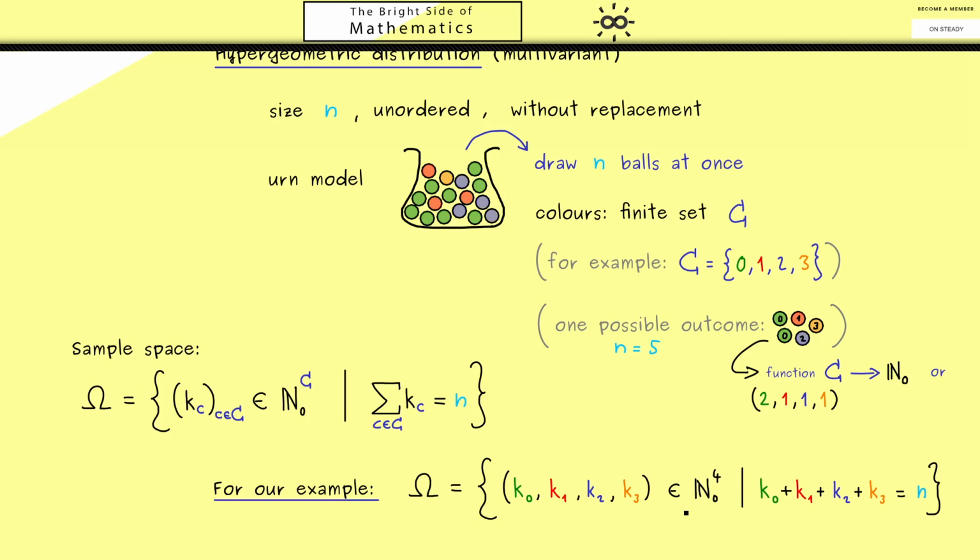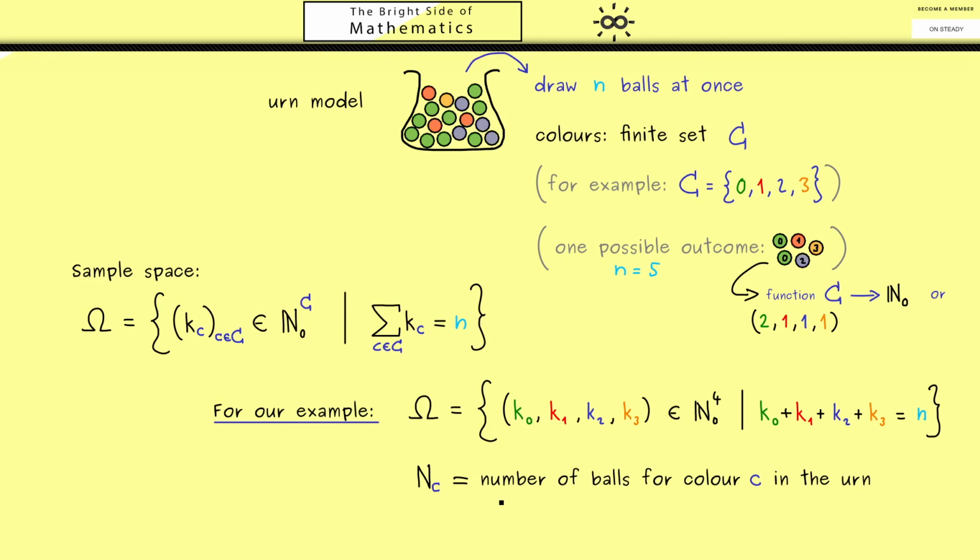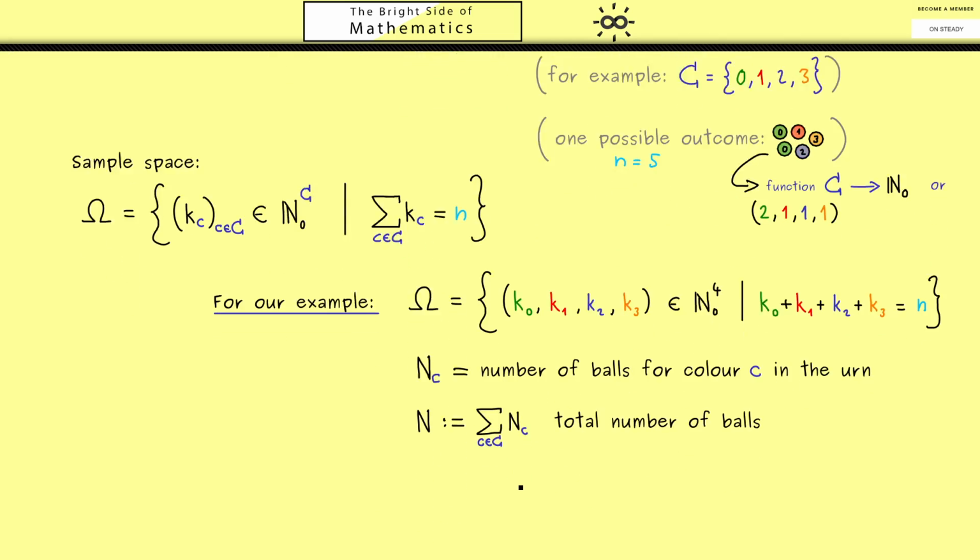Now you might already see, for calculating the probability of an outcome, we have to know how many balls of each color are actually in the urn. For this we have to introduce new variables. Hence capital N with index c stands for this number. And then of course the total number of balls in the urn is given by the sum of all these numbers. Here we will simply use the symbol N for it. Okay, now by knowing all this, we can start calculating probabilities.